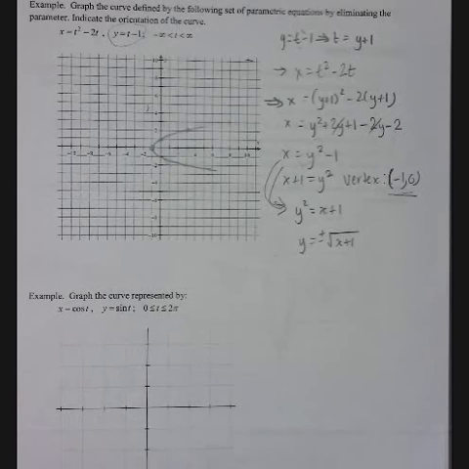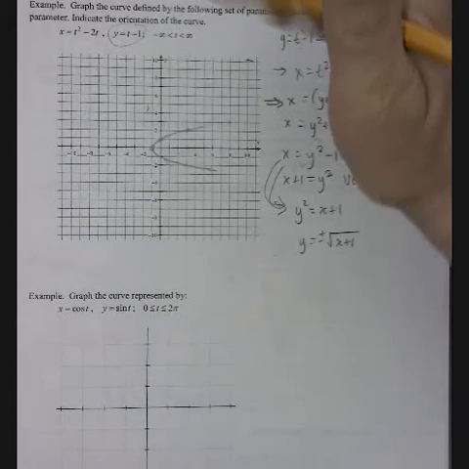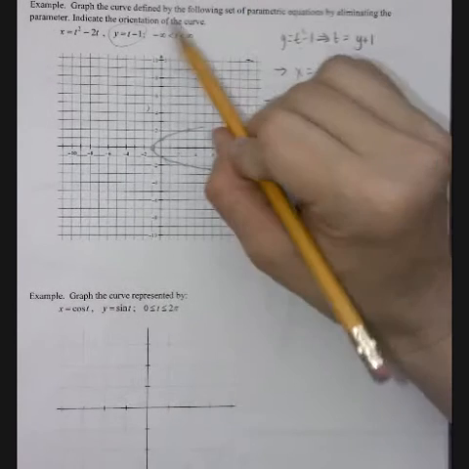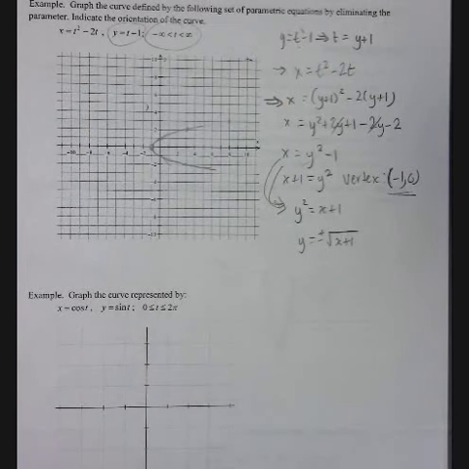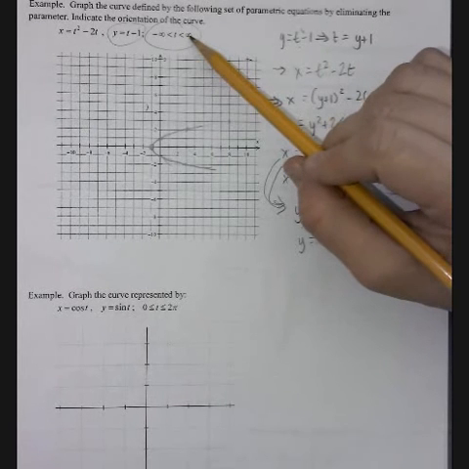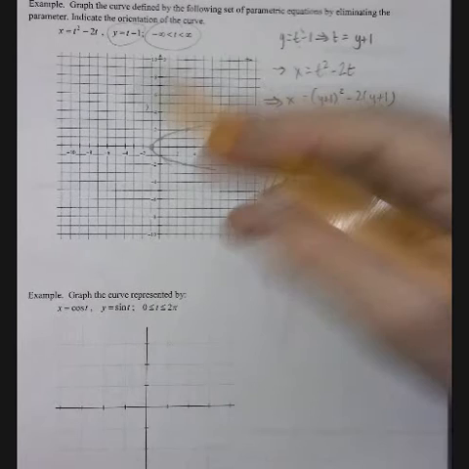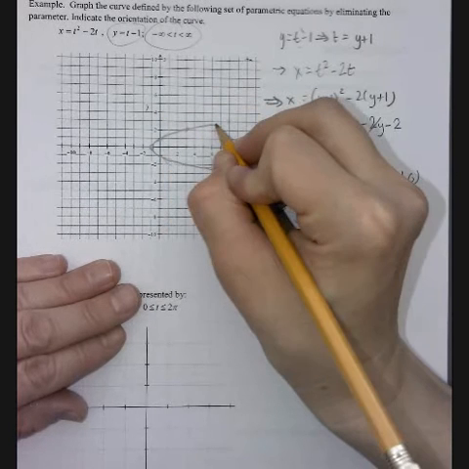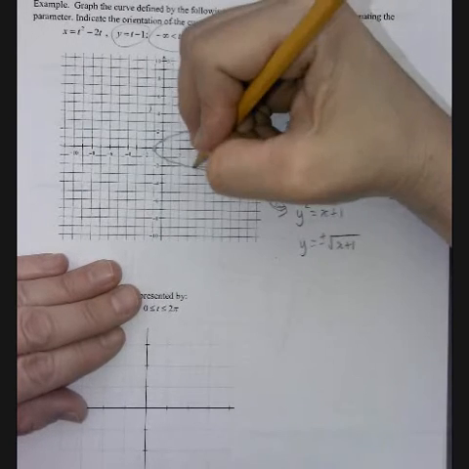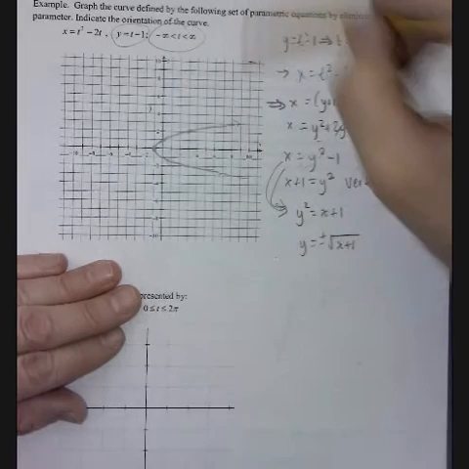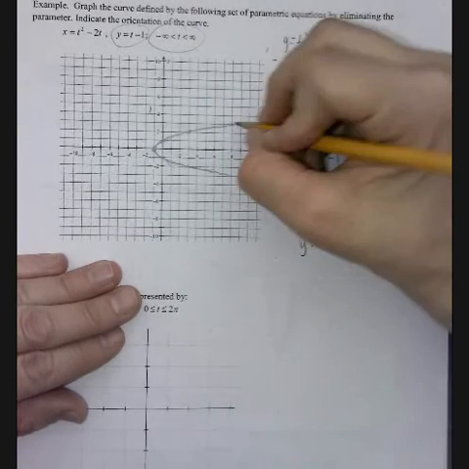What was I going to say? Oh, we have to think about now the restrictions on t, which there are none. T goes from negative infinity to infinity. So this will keep going on forever. However, we won't use arrows like we're used to.